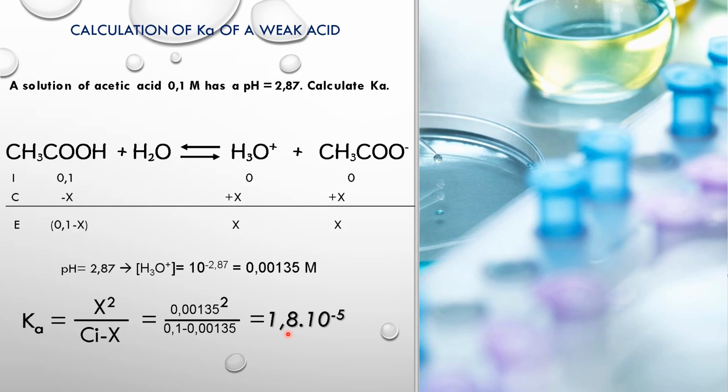So remember, working with weak acids or weak bases will only be to calculate one unknown value from these types of expressions, all right? You have basically three unknowns: the K, the concentration at the beginning, and the X. Knowing two of those, any two, you will calculate the third value.